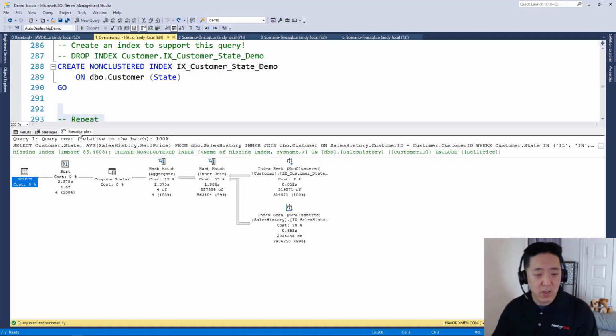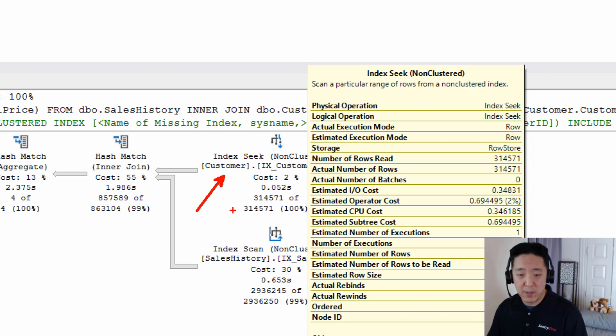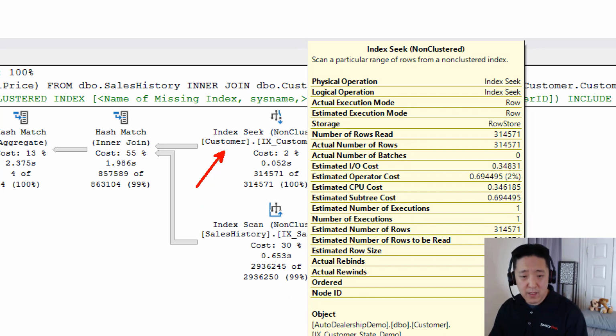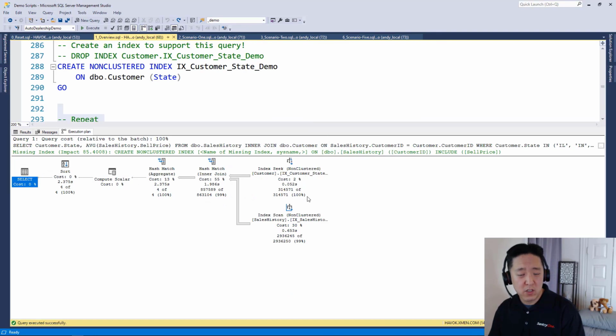So I've executed this, and let's look at the execution plan. Fantastic. We now have an index seek against the customer table. However, we didn't do one single seek, did we? That's an interesting question. So what you really want to look at is how many times we actually went into this, or is this a range seek, for example.